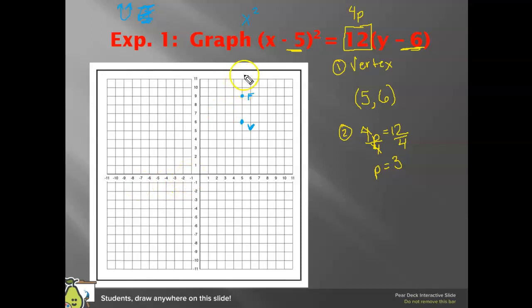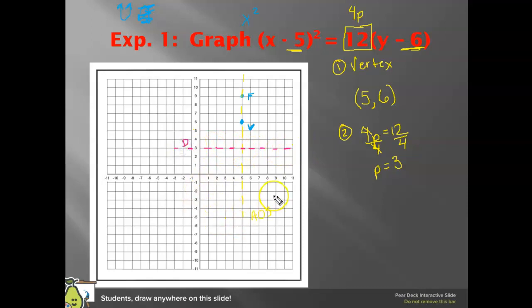So I have my vertex and I have my focus. Now I can use these 2 points to draw my axis of symmetry. So this yellow line here, I'm making a dashed line. It's the axis of symmetry. And now that I have that axis of symmetry, I want to take p and go the opposite direction. So that's going to be 1, 2, 3 this way. I'm going to put my directrix here. And I know that my directrix is perpendicular to the axis of symmetry. So now I have my directrix.